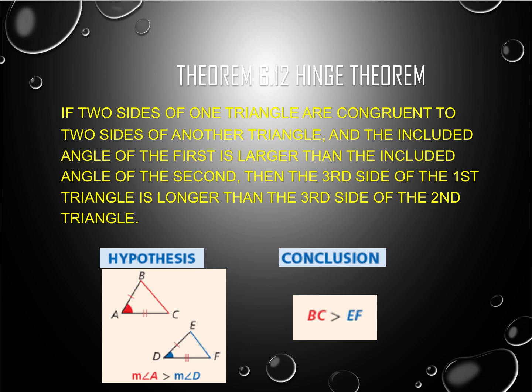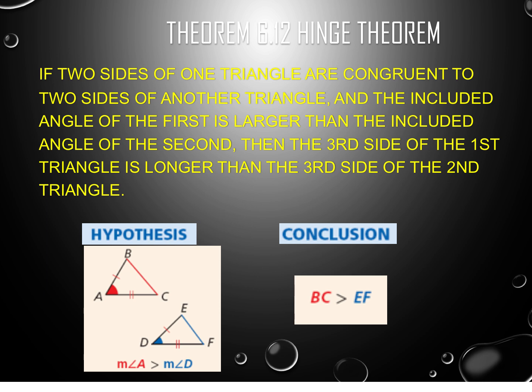First thing you have to determine is, are they giving me 2 sides that are congruent? So if I'm looking at these 2 triangles, yes, they are. AB is congruent with DE, AC is congruent with DF. Then I'm going to look at my angles. Most of the time you will be given angle measurements. So just giving you an example.